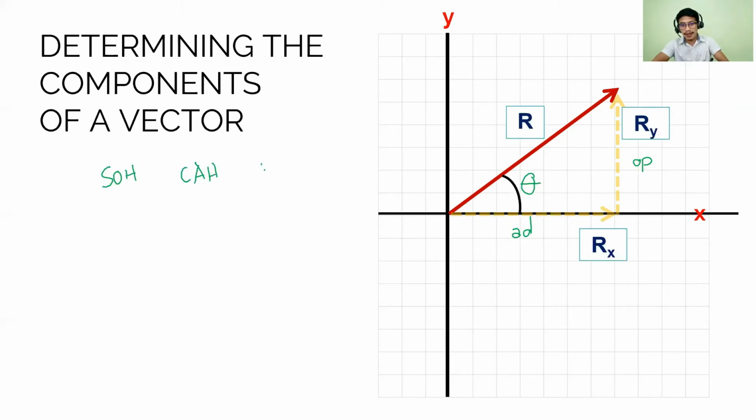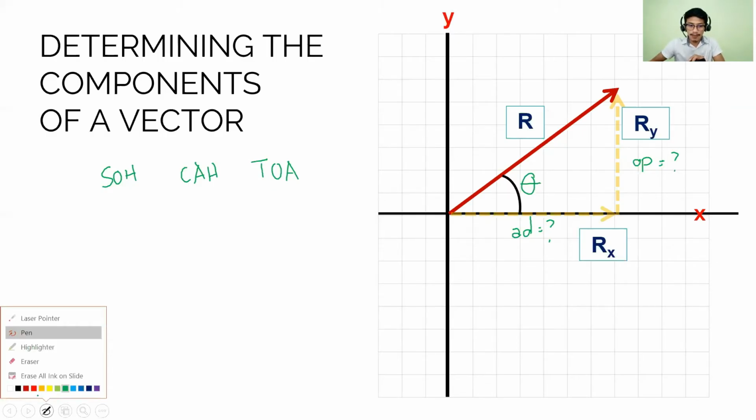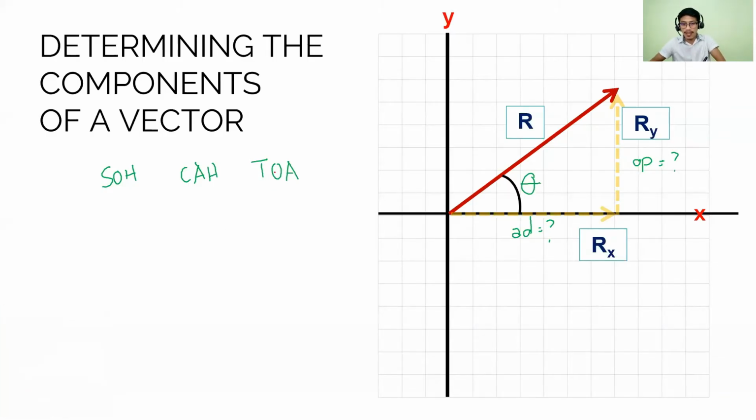SOH, CAH, and TOA. These are the functions. However, in this case, unknown si adjacent side and unknown din si opposite side. Ang given lang is yung theta at saka yung hypotenuse natin. So we cannot use TOA. Hindi natin pwede magagamit si TOA. Bakit hindi pwede magagamit si TOA? Kasi unknown yung dalawa. Unknown si adjacent side, unknown din si opposite side. Yun ang hahanapin natin eh.